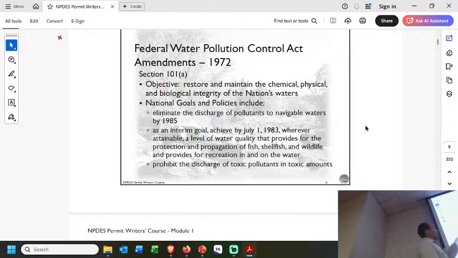Mentioned this already, but it'll be nice to see exactly the text as it was. So initially, in 1972, the objective was to restore and maintain the chemical, physical, and biological integrity of the nation's waters. And that sounds great, right? I think probably everybody would agree with that to any extent possible. Restore and maintain chemical, physical, biological integrity of the waters, right? That kind of covers almost everything.